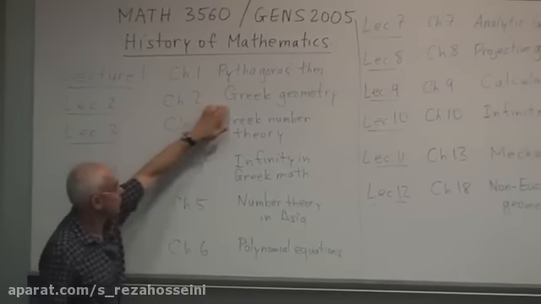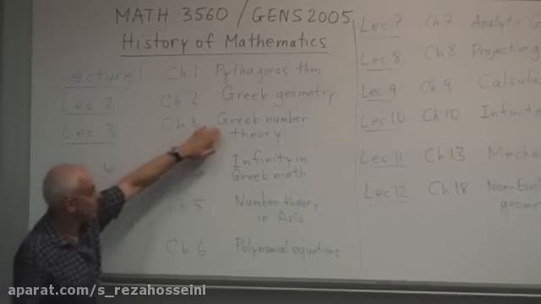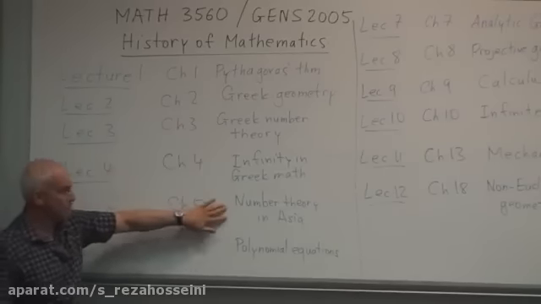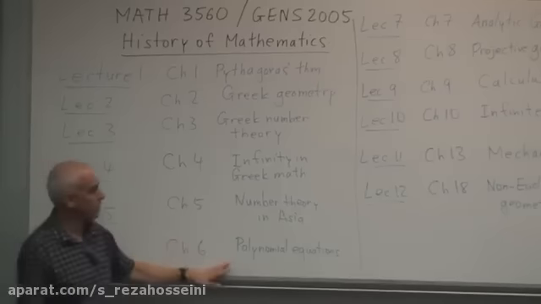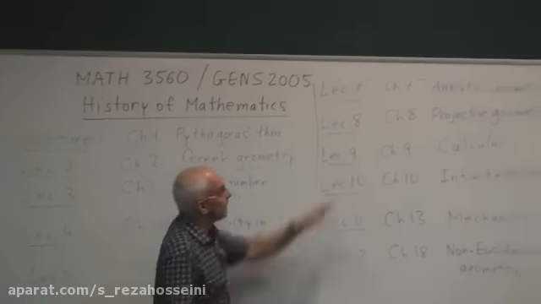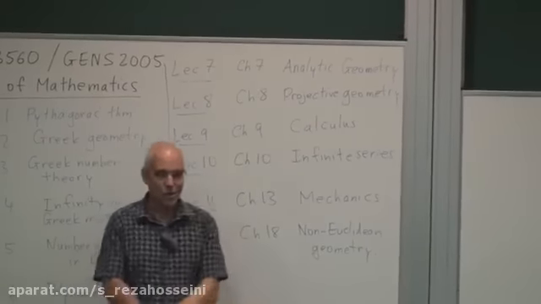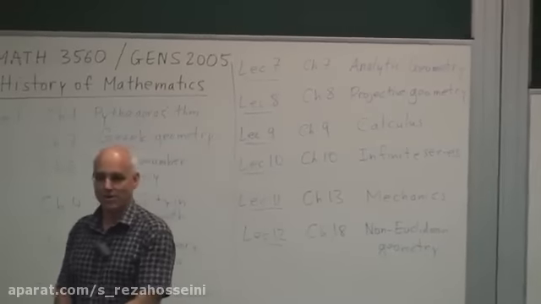Second lecture, chapter 2, Greek geometry, then Greek number theory, infinity in Greek mathematics, then number theory in Asia, polynomial equations, analytic geometry, projective geometry, calculus, infinite series, mechanics, and non-Euclidean geometry will be our final chapter.